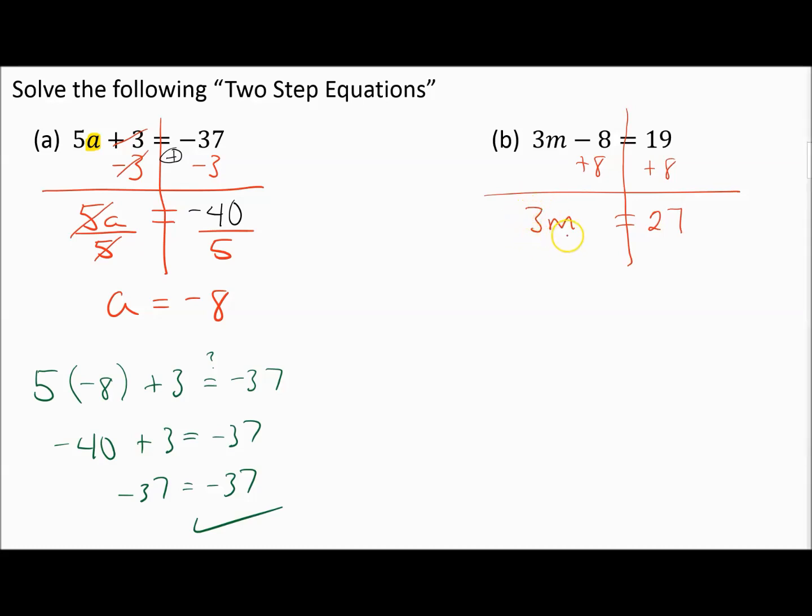Then I'm trying to get the m by itself. Since I'm multiplying by 3, I do the opposite and divide by 3. So now I have m is equal to 27 divided by 3 is 9, which is my solution.